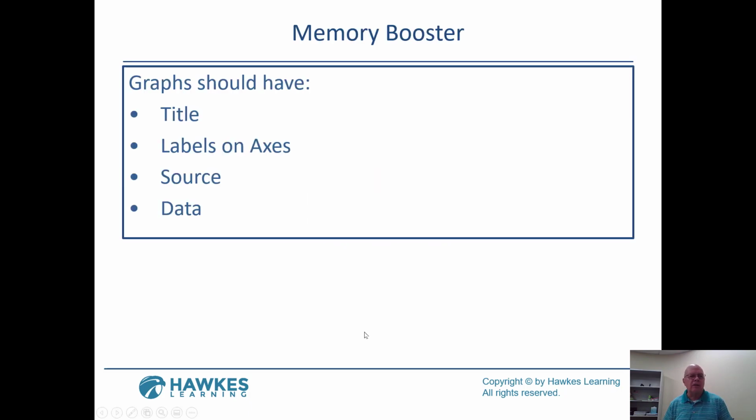Okay, number one, what your graph needs is a title. You need a label saying what's on each of the axes, the horizontal and the vertical axes. You need where the data came from, sometimes the data itself.